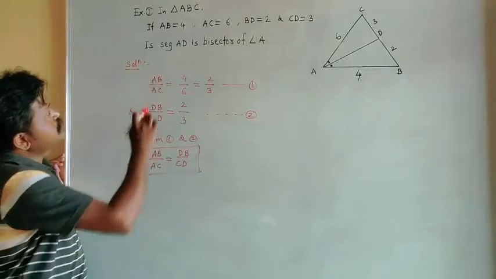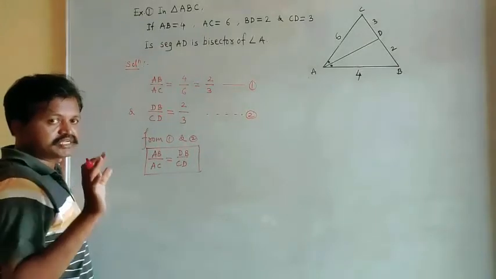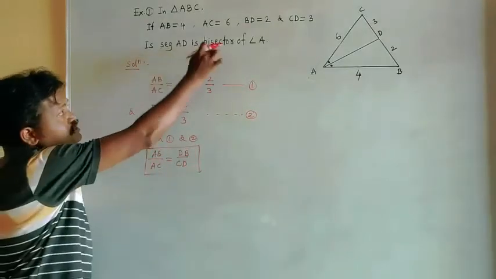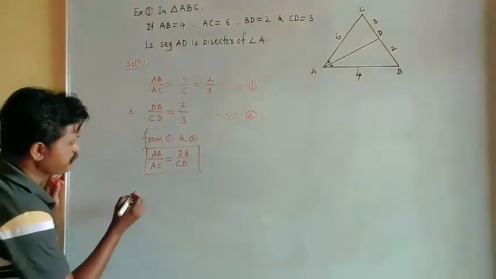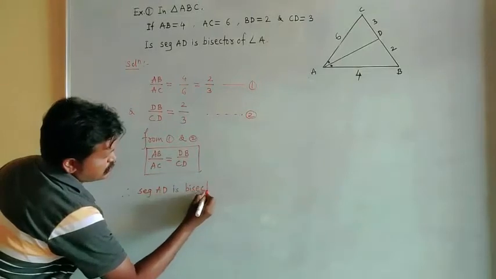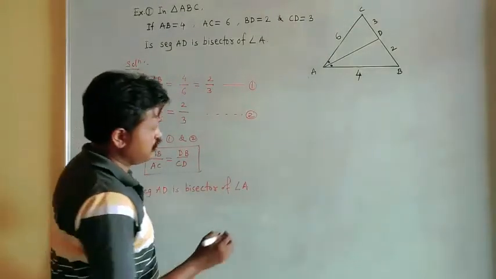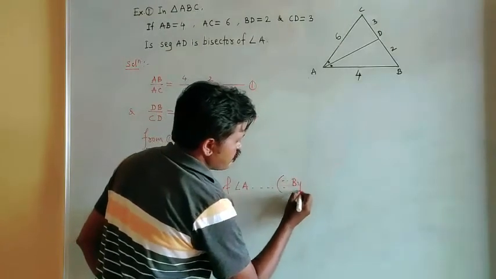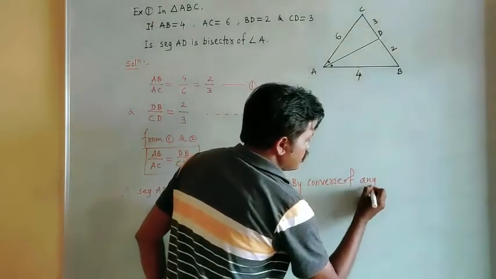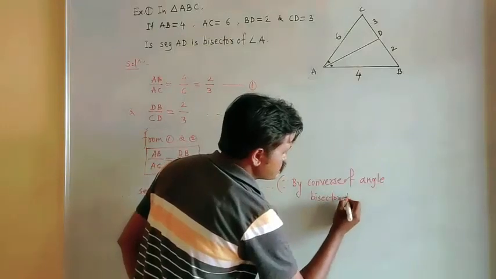And what we prove here is that segment AD is a bisector of angle A. We share the converse of the angle bisector theorem. By the converse of the angle bisector theorem, if AB upon AC is equal to BD upon CD, then segment AD is a bisector of angle A. So you write here, segment AD is a bisector of angle A. You write your reason: by converse of angle bisector theorem.